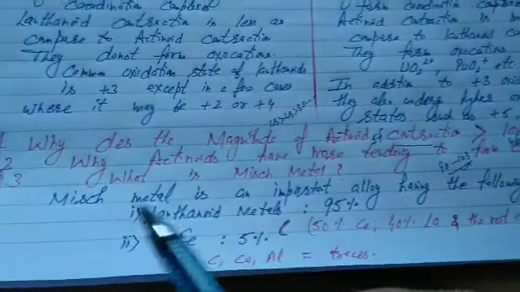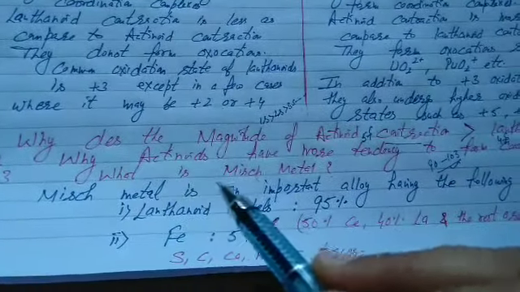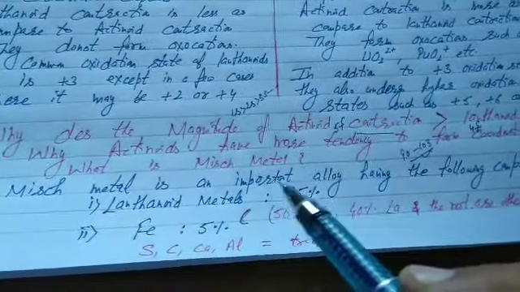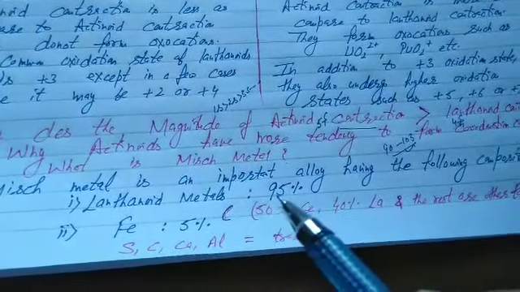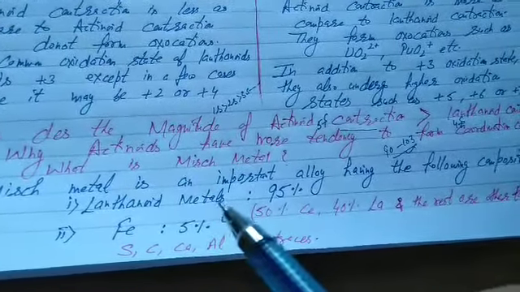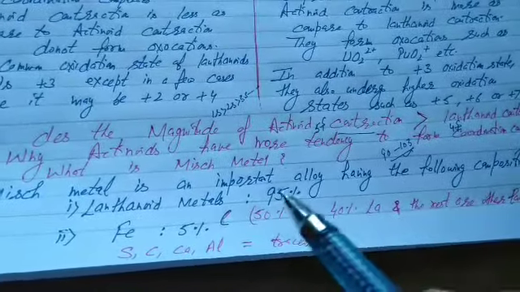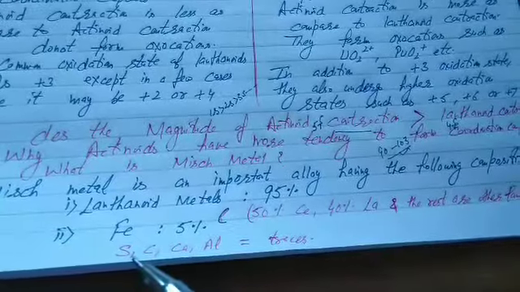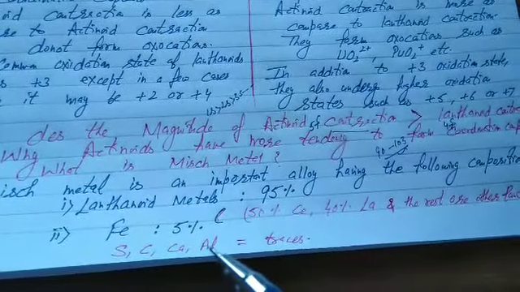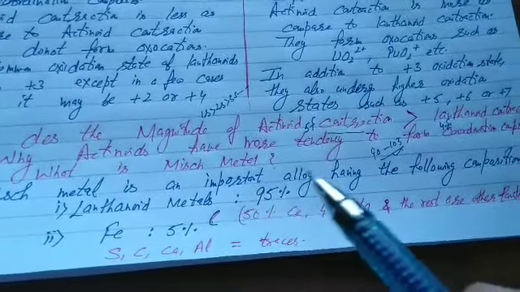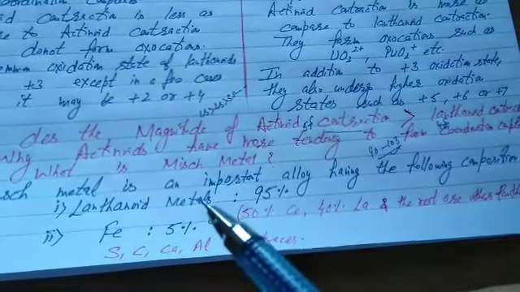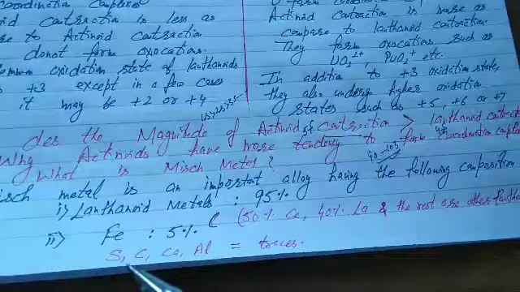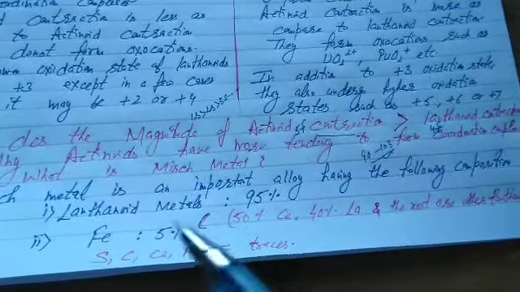After this, the question is, what is Misch metal? It is again important. Misch metal, students, is an important alloy having the following composition. It contains 95% lanthanoid metals plus 5% iron with very few traces of sulfur, carbon, calcium or aluminium.